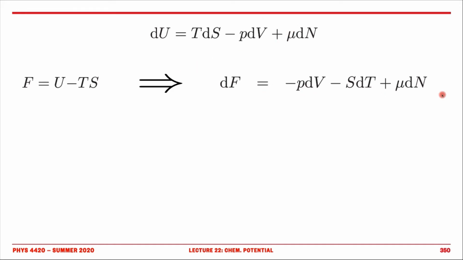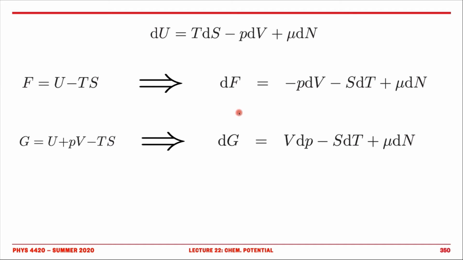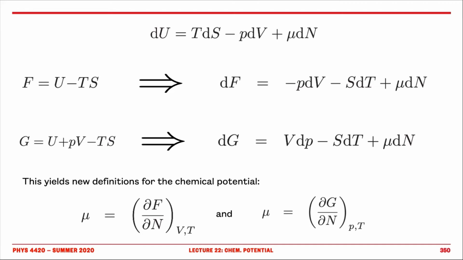Nothing really spectacular. We can do the same for G, for the Gibbs function. And one more time, the first two terms are the familiar ones, and the last term is mu dN, again inherited from the dU. So far, so good, nothing really complicated. Bear with me, things are going to become more complicated, but this is so far fairly straightforward, okay?